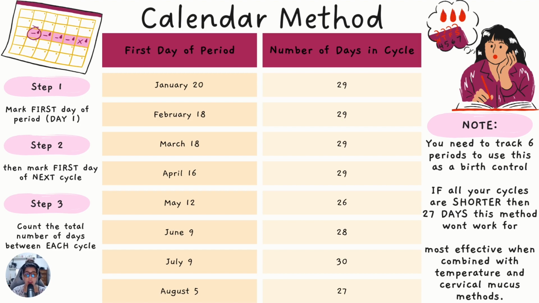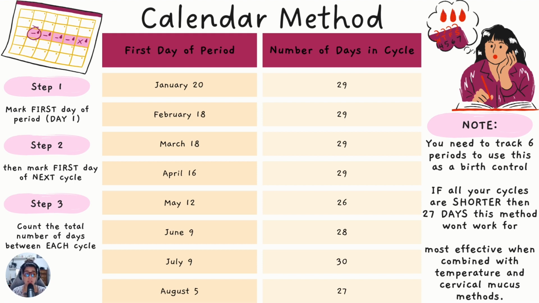Today we're going to be talking about the calendar method and how we figure out where we are and how we are going to be fertile within this time. It's going to give us more insight into when we are able to have sex and not get pregnant, and when we're able to have sex but need to use protection.